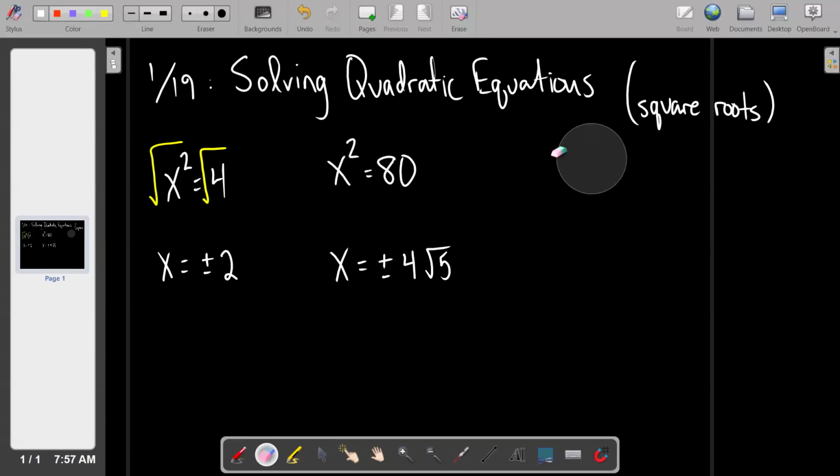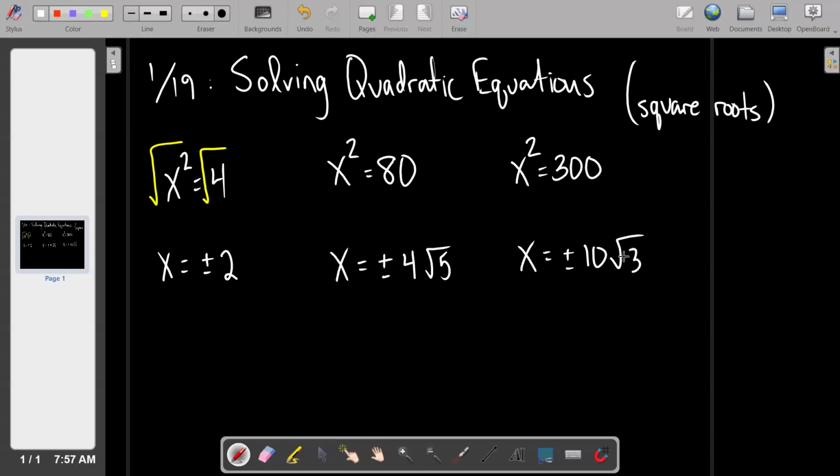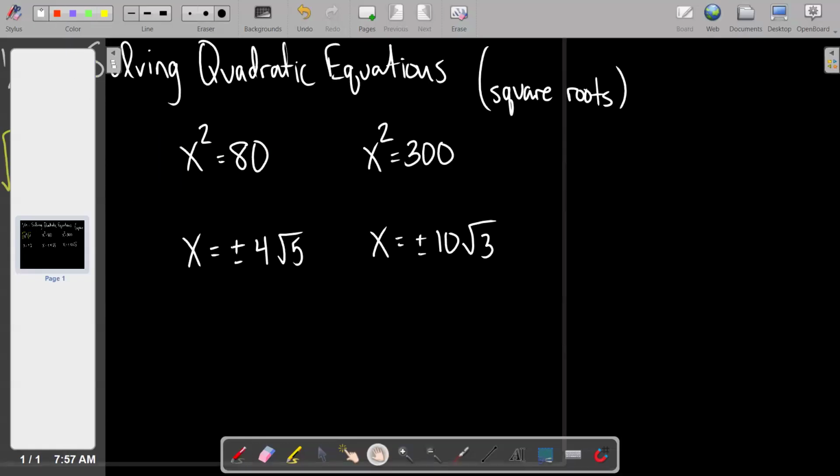Okay, I got a couple more of these nice little simple warm-ups. I think they're simple. Okay, we have x squared equals 300. What does x equal? Positive, negative. Good job. 10 root 3. And again, that came from breaking the square root of 300 down into the square root of 100 times the square root of 3. And then the last of our little, I think, easy warm-ups is x squared equals 32. What's x? Positive, negative, 4 root 2.